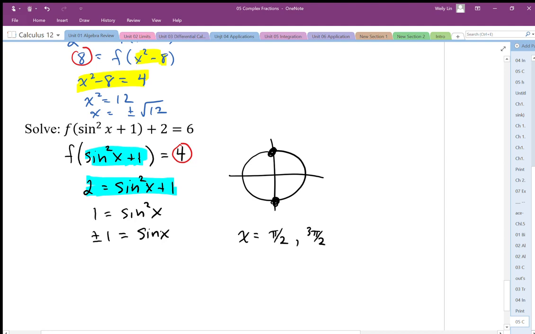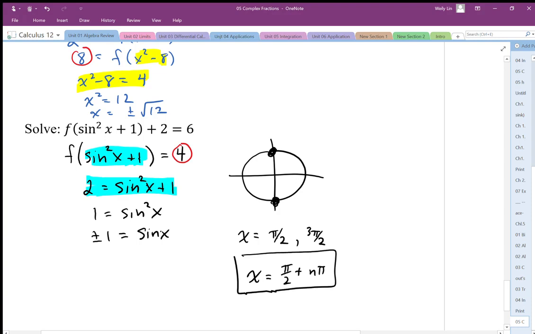In fact, these are repetitive solutions, so I'm just going to combine this together as pi over 2 plus n pi, because every time I go halfway around, I hit another solution. Okay, whether I go forward or backwards, start at pi over 2, 3 pi over 2, 5 pi over 2, 7 pi over 2, etc. So there's my final solution.